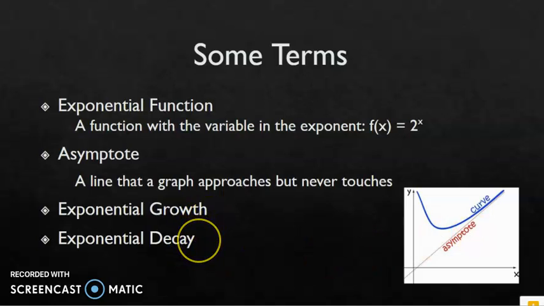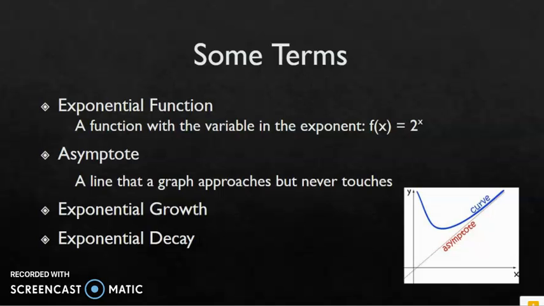Exponential growth and exponential decay describe whether the function is increasing as you go further to the right, that would be growth, or decreasing as you go further to the right, that would be decay. So it's just describing whether the function is an increasing function or a decreasing function.